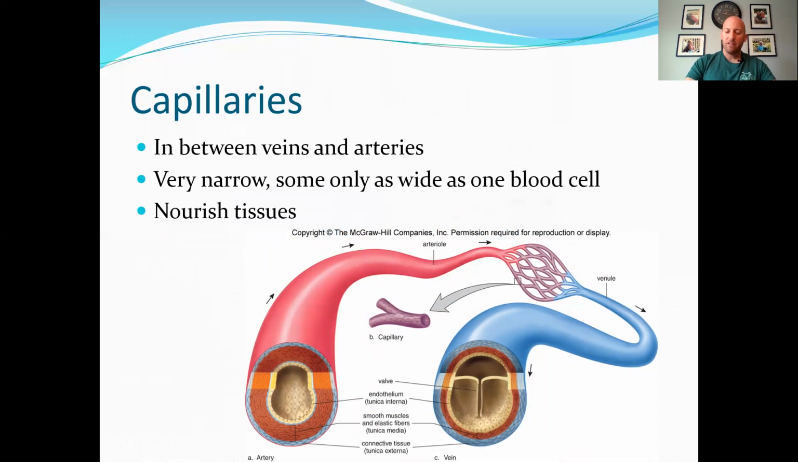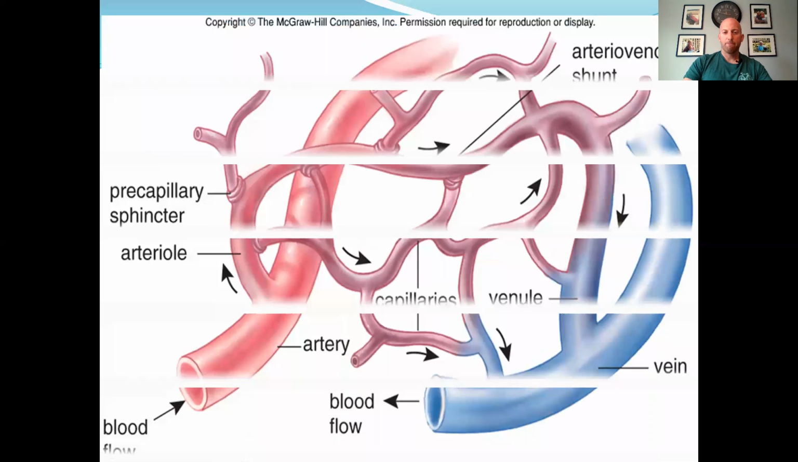They're only sometimes even just wider than one blood cell, and that allows all these nutrients and all of these gases like oxygen to be able to get to the particular tissues that they need.